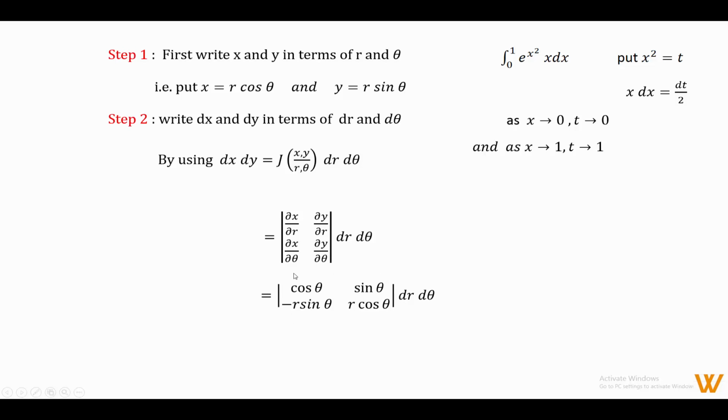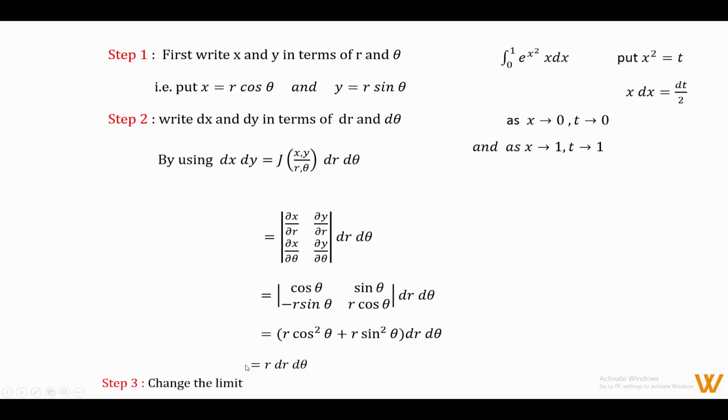Now expand this determinant, first this product and then this product. Now this product, r cos into cos, is r cos square theta. Now minus of minus becomes plus, this product is r sin square theta, dr d theta. Now from this bracket r is common, and inside the bracket cos square plus sin square is 1, so only r dr d theta remains. Put the value of dx dy as r dr d theta, and step number 3, change the limit.